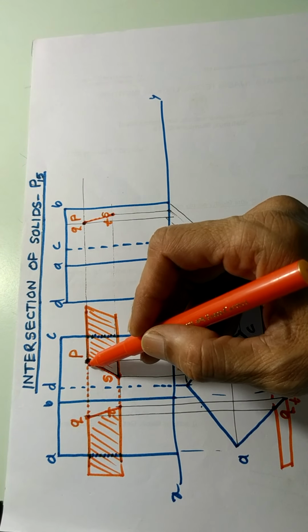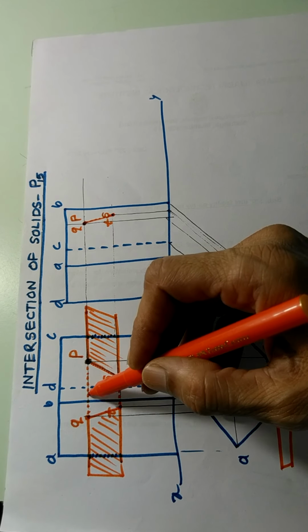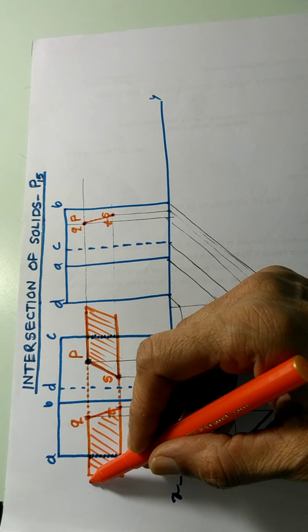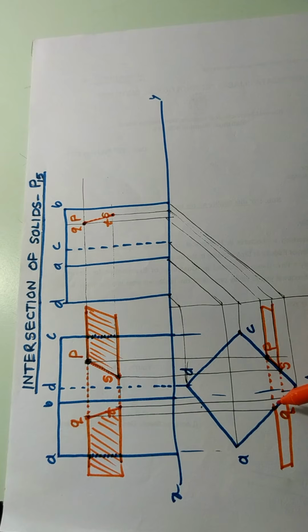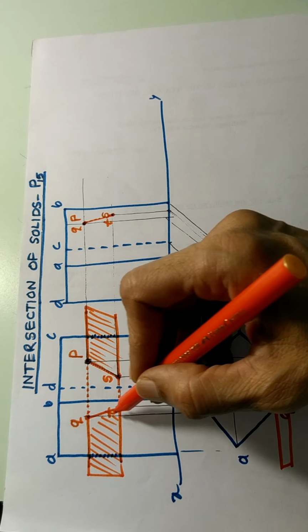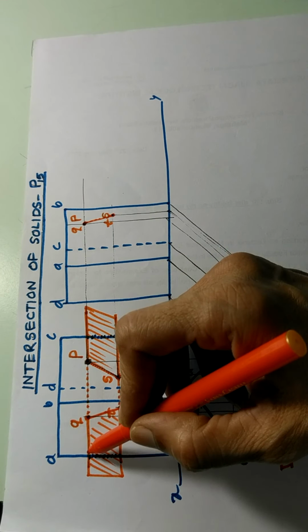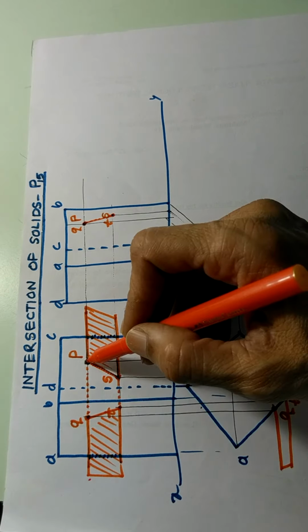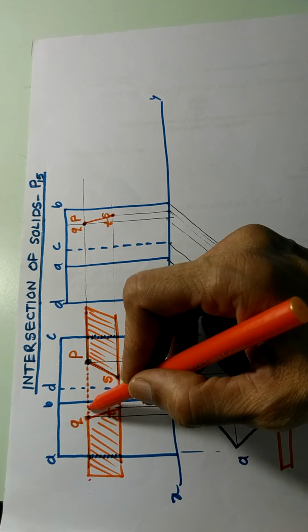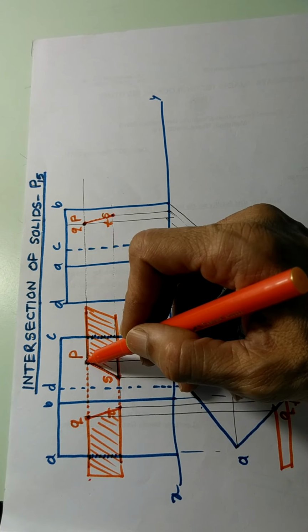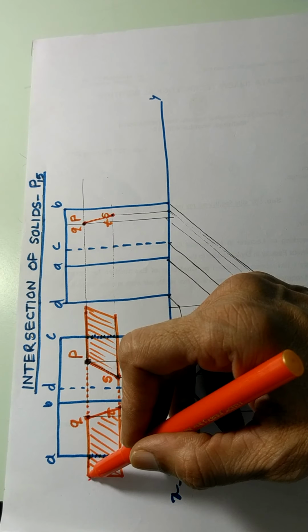After that we have extended that line further so that it will go inside the prism and it will come out of the prism. Then from the top view we came to know that it will come out from this point on the prism. So because of that we got the point on the prism in the front view from where the line will come out. So line PQ was drawn. This much part of the line PQ was inside the prism and this part of the line is outside the prism.